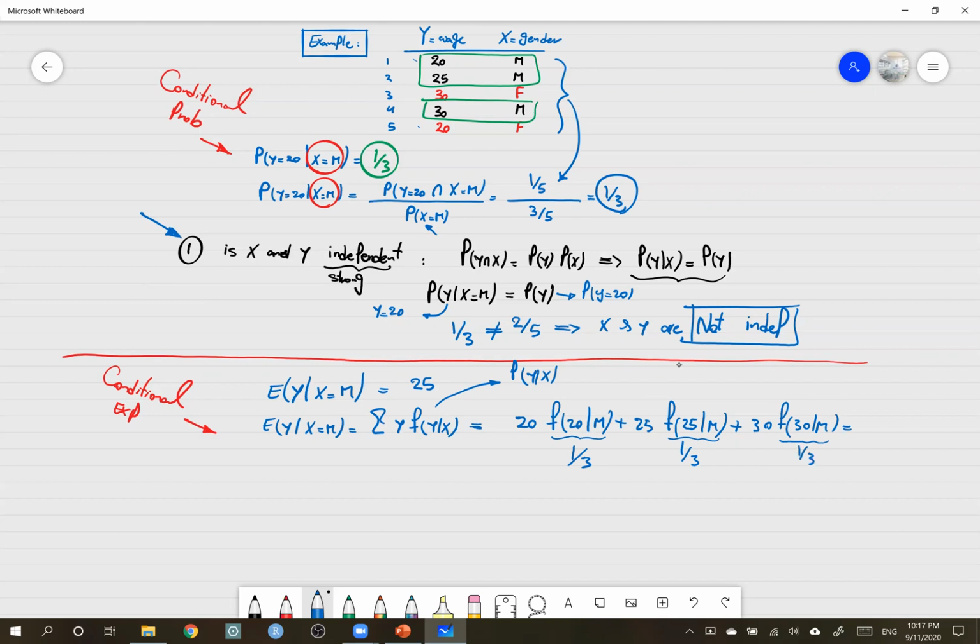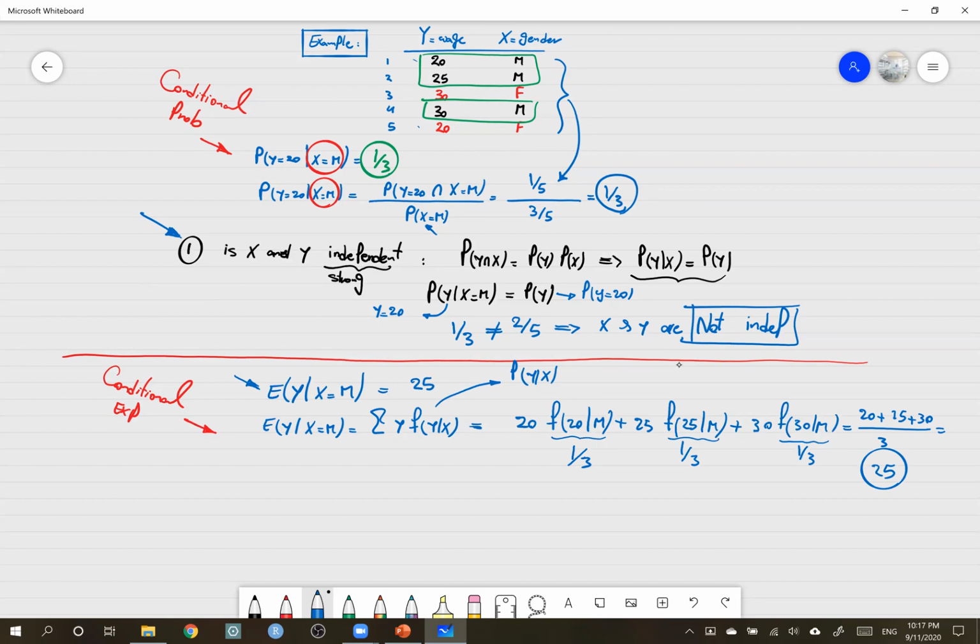All right, so what do I have? I can factor in the 1/3. So 20 plus 25 plus 30 over 3, what's the answer? 25. Okay, awesome. So I get exactly the same answer as what we did intuitively, right? You're conditioning the data on only males and looking at the average wage. All right, so now I know what a conditional expectation is.